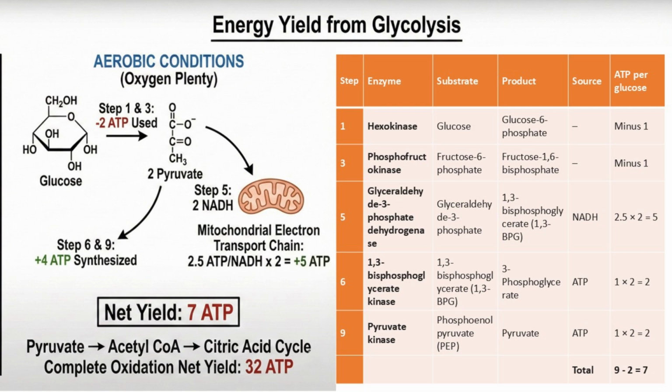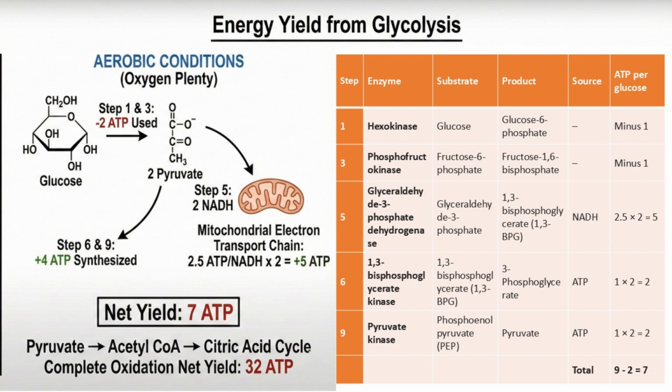In aerobic conditions, when oxygen is plentiful, the cell can maximize its energy harvest by utilizing the mitochondria. In the investment phase, we start by spending 1 ATP in step 1 as hexokinase converts glucose to glucose 6-phosphate. Then, another 1 ATP is used in step 3 as phosphofructokinase converts fructose 6-phosphate to fructose 1,6-bisphosphate.